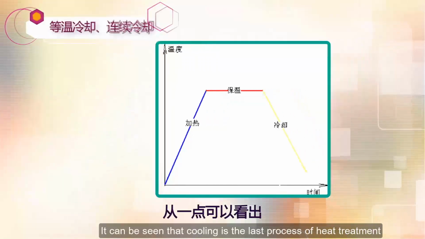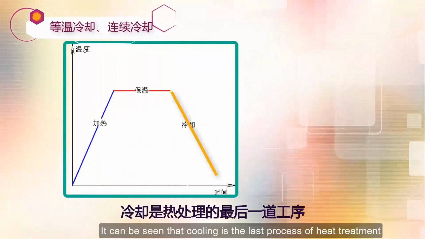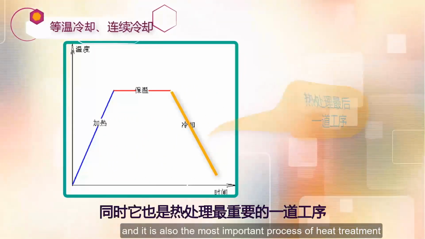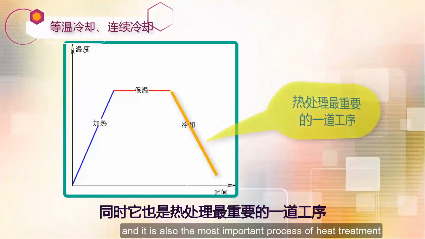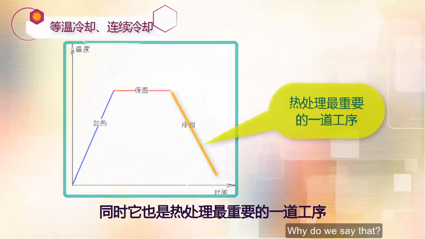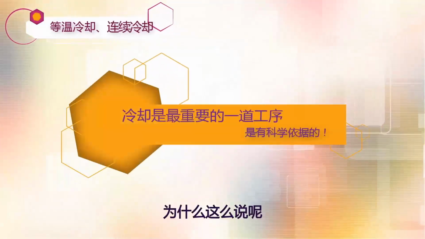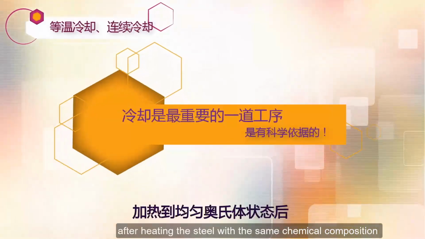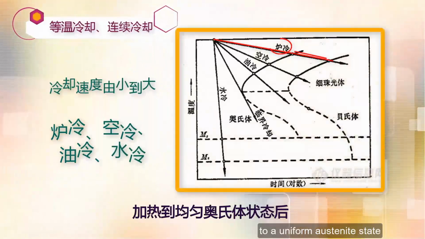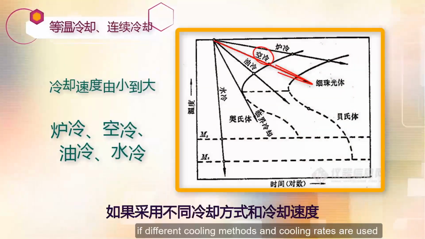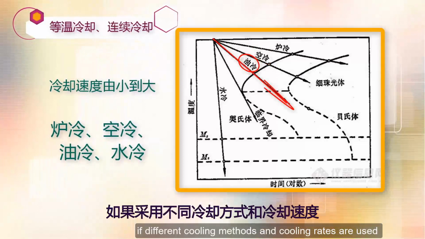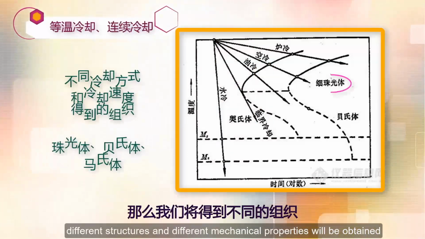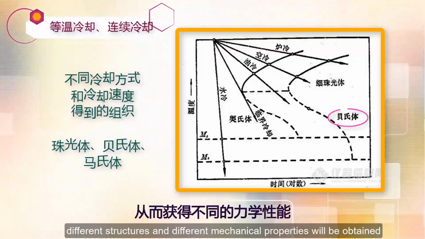It can be seen that cooling is the last process of heat treatment, and it is also the most important process of heat treatment. Why do we say that? Practice and experience have proved that after heating steel with the same chemical composition to a uniform austenite state, if different cooling methods and cooling rates are used, different structures and different mechanical properties will be obtained.